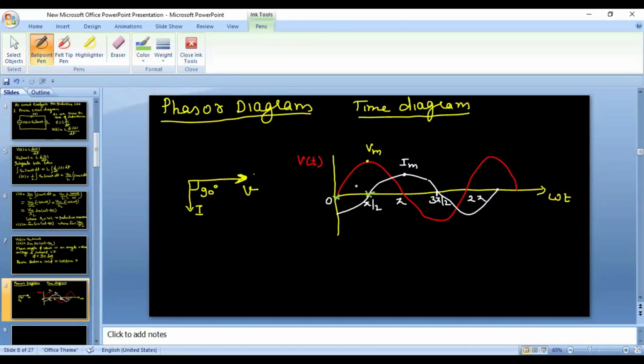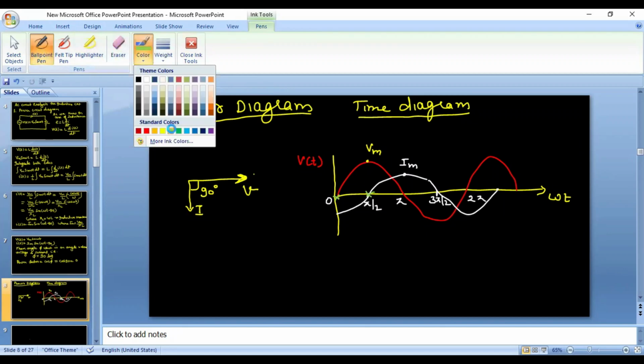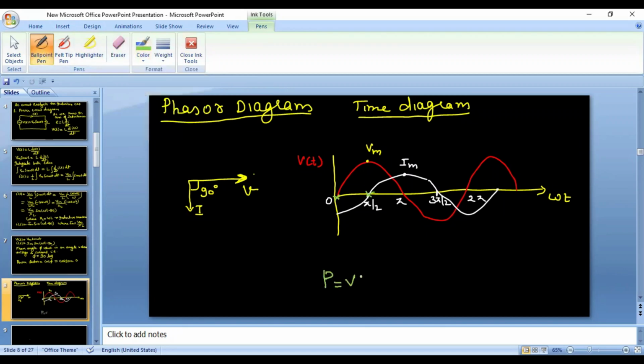Now coming to the power waveform. We know that power is always equal to V into I, the multiplication of voltage and current. So you can see that from 0 to pi by 2, voltage is positive and current is negative. If I multiply a positive value with a negative value, the multiplication will be negative. So from 0 to pi by 2, my power loop will be negative.